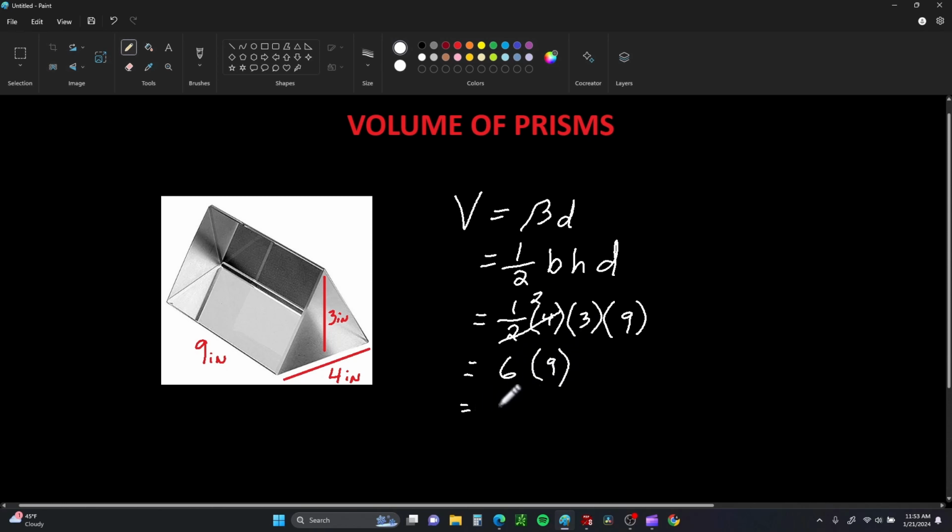And 6 times 9 is 54. My units are inches, and since it's a triangular prism, it's cubed. So I bring down the V and box my answer.